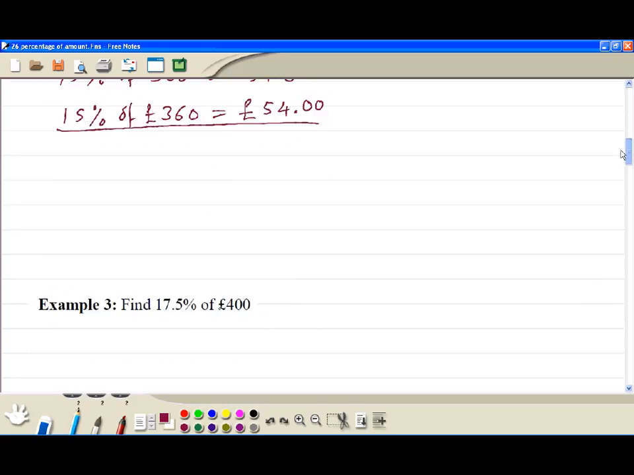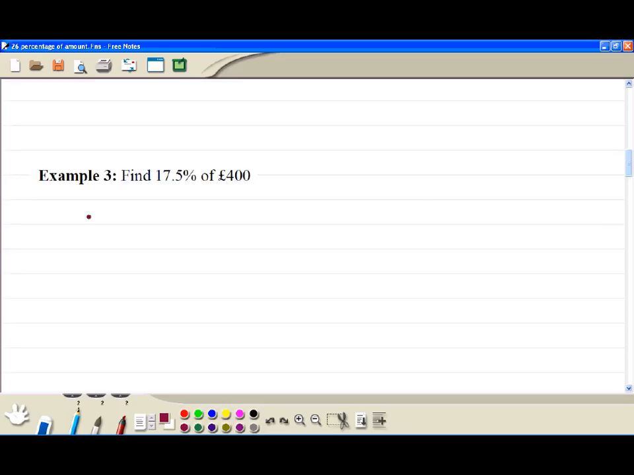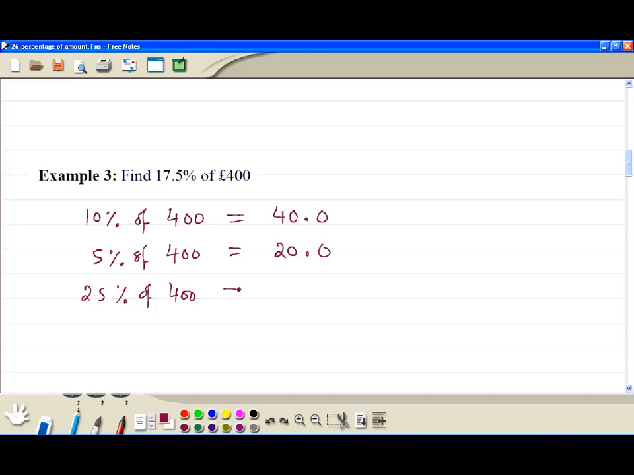Example 3. Again, we're going to find 10% of 400, which is just 40.0. Then 5%, which is half of this, which is 20.0. Then, because it's 17.5%, we need the 2.5% more, which is half of this, which is just £10.